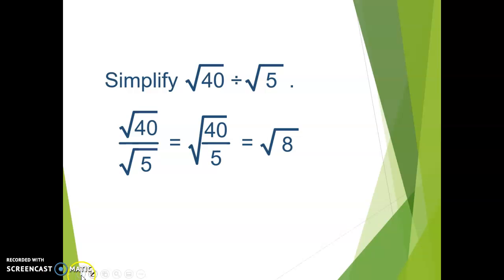Now we're not quite finished. We do need to see if 8 can be simplified by looking at our prime factorization or looking to see if there are any factors in 8 that are perfect squares. And even though we've got the final answer here, we know that 8 is the same thing as 4 times 2. 4 is a perfect square. That's the same thing as square root of 4 times the square root of 2. The square root of 4 is 2, and the square root of 2 just stays as it is. So our most simple answer here is 2 square root of 2 when we divide root 40 by root 5.